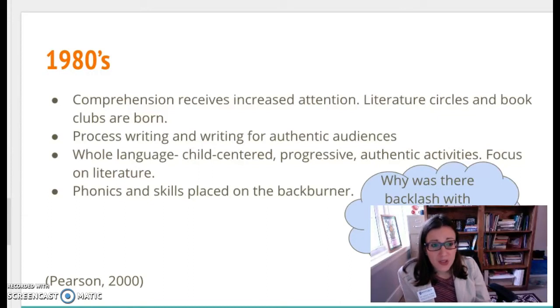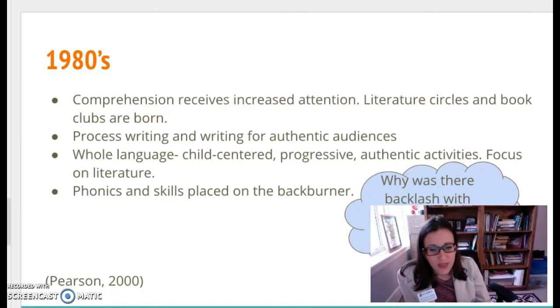We've got whole language still pretty popular in the 1980s. If you went through school at that time, you may not be a good speller, and that would be because there wasn't a big focus in the early 80s on phonics instruction. We've got child-centered, more progressive, authentic activities. There was a large focus on literature. And then we have phonics, again, placed on that back burner.